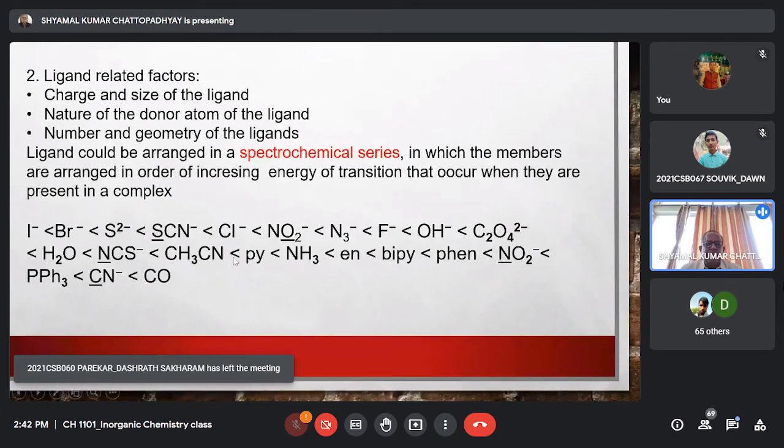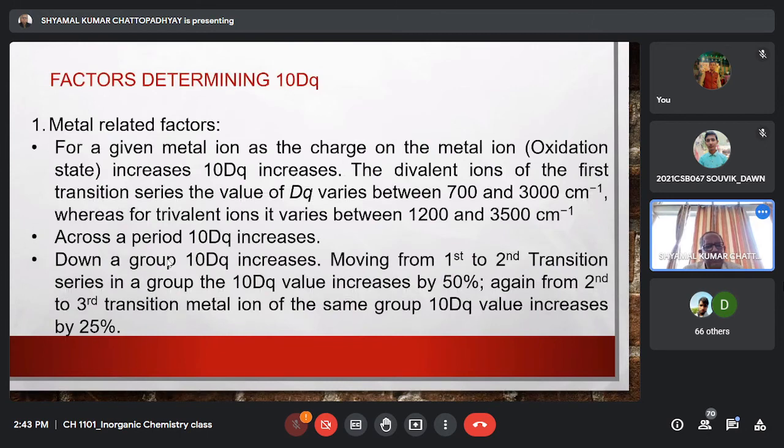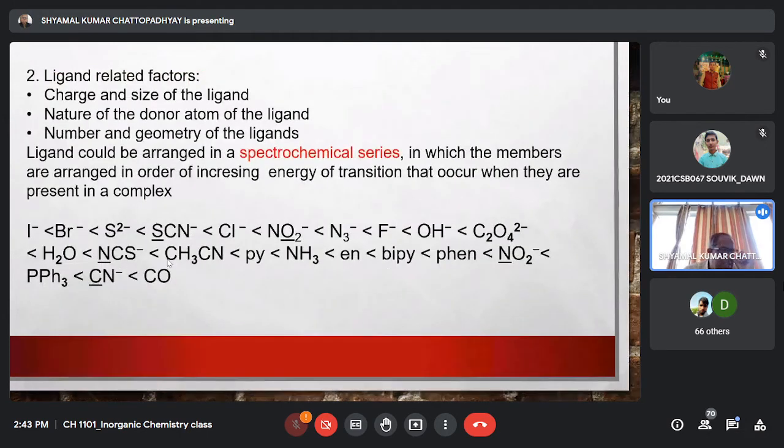And this series is called the spectrochemical series because, as I have told you, for a given metal ion, the 10 Dq value is generally observed from the electronic spectra of the complexes. Since this series has been obtained experimentally, in most cases it has been prepared based on the spectroscopic electronic spectral data of metal complexes with various ligands. So that's why it is called the spectrochemical series.